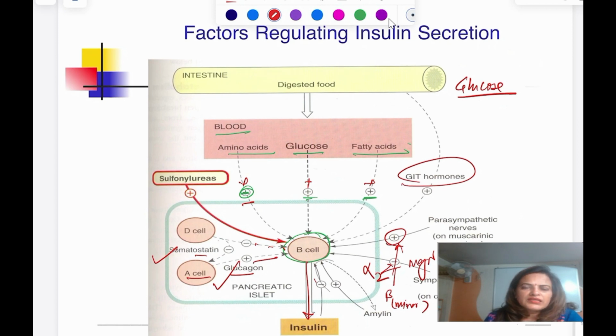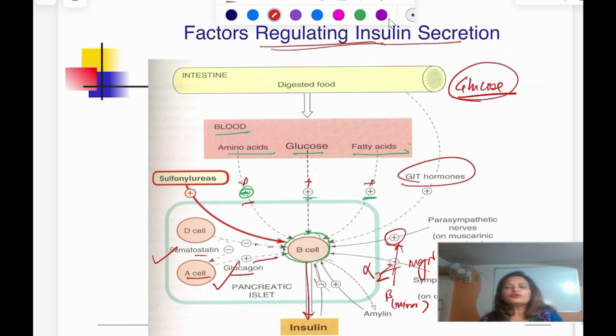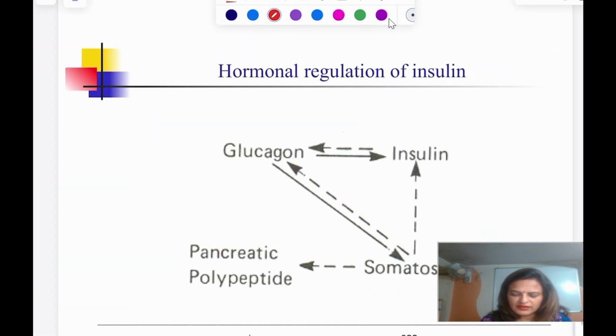Now once it is secreted, what is the mechanism of secretion? See, it is synthesized as proinsulin and insulin, and it is stored there. And what are the factors which regulate its secretion? Suppose it is glucose, it is going to cause the release of insulin, but what is the mechanism, how does that glucose cause the release of insulin? Let's see in the next figure.